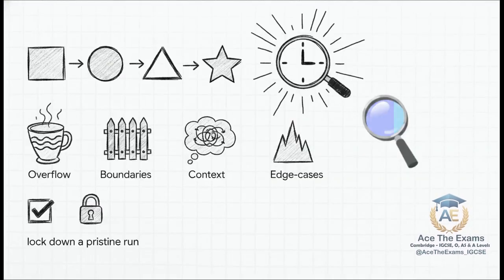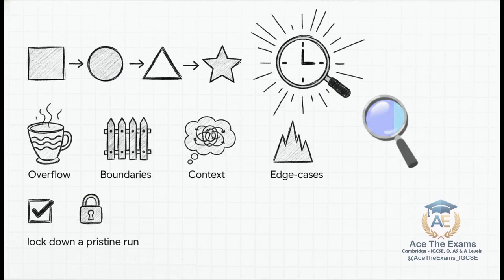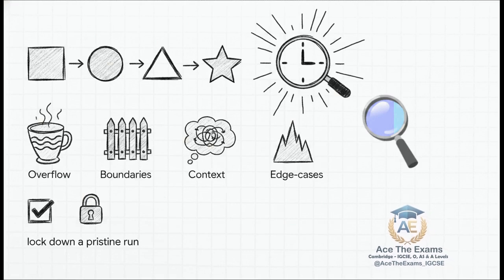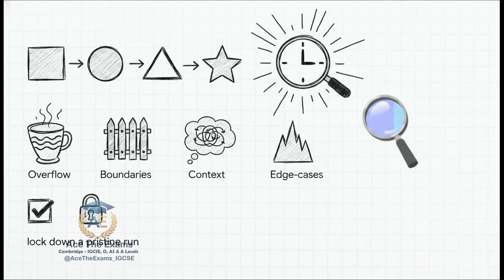So how do we combat these traps? You need a fast, deployable tool for your final 5-minute review pass. We highly recommend creating a memory hack, a mnemonic device utilizing the first letters of key terms. Try using OBCE, which stands for Overflow, Boundaries, Context, and Edge Cases.